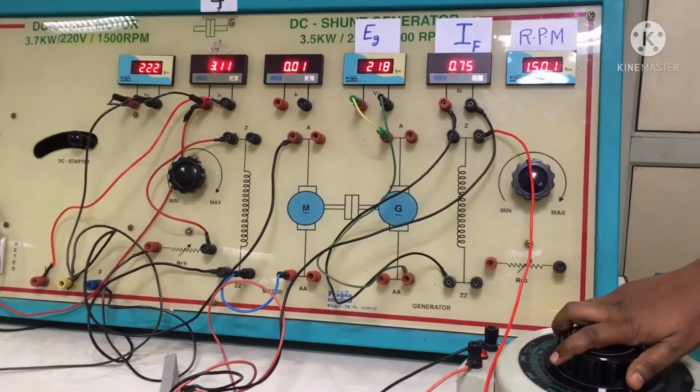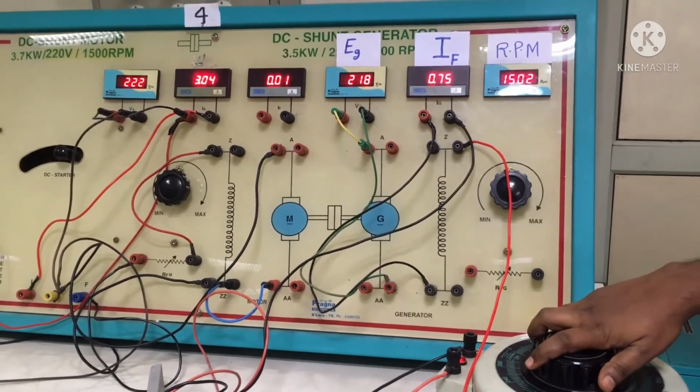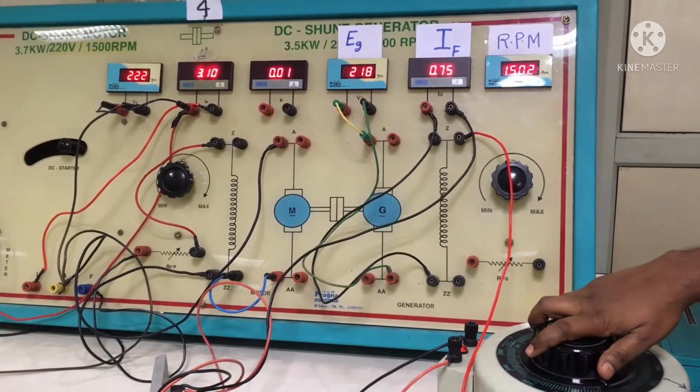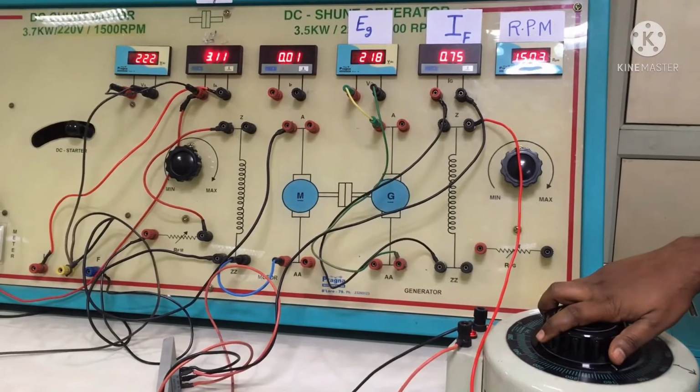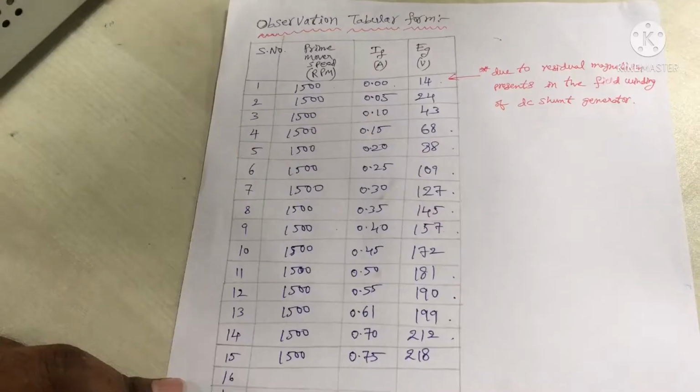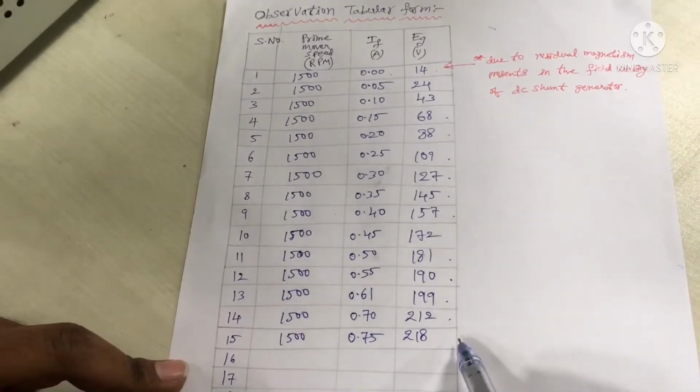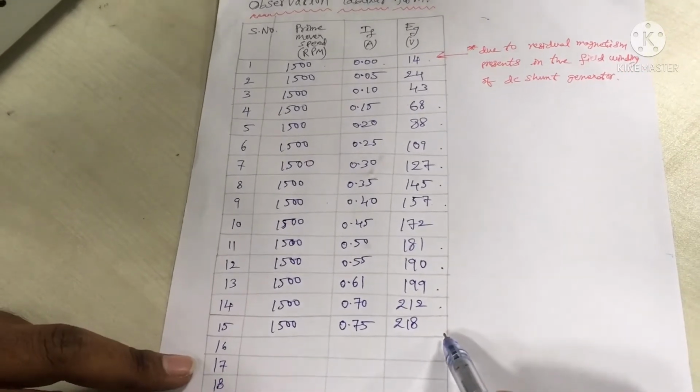We have increased the field winding current to 0.75 amperes. At this condition, voltage across the armature winding terminals is 280 volts. We have noted down the values here. Again, we are going to increase the field winding current.